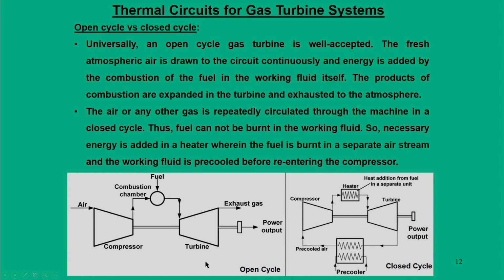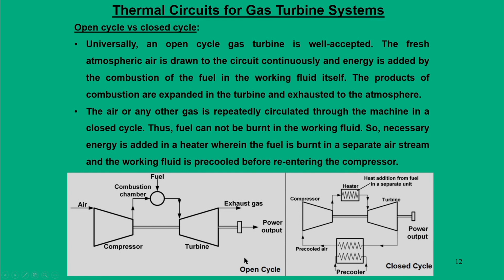In an open cycle system, air is drawn simply from the atmosphere and compressed in a compressor. Then the compressed air is fed to a combustion chamber, where fuel is added, and the fuel and air mixture comes out of the combustion chamber and enters the turbine. Finally, after expansion, the exhaust gas goes out and we get the power output from the turbine. For the next cycle, fresh air comes again from the compressor. So every time, fresh air enters the circuit.